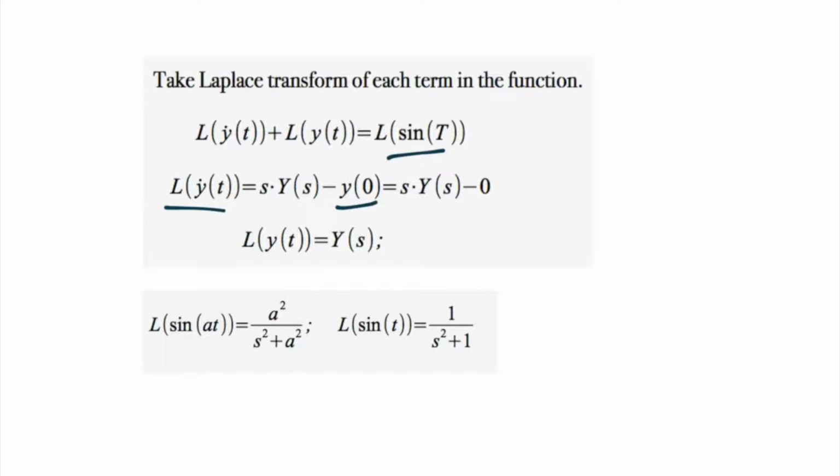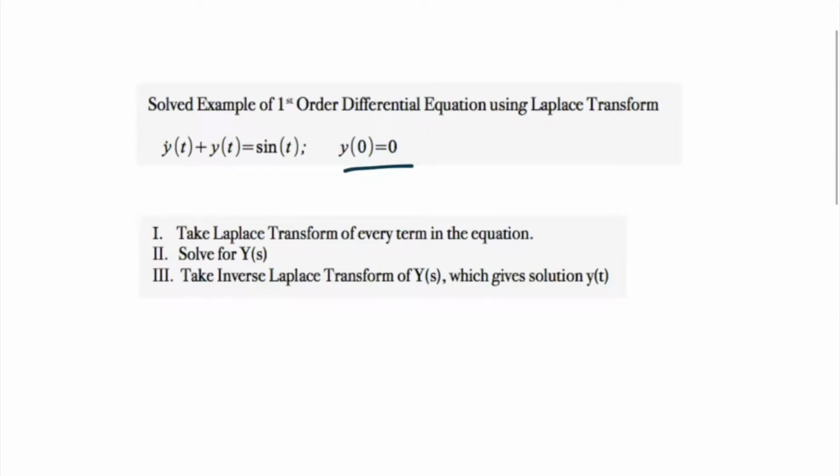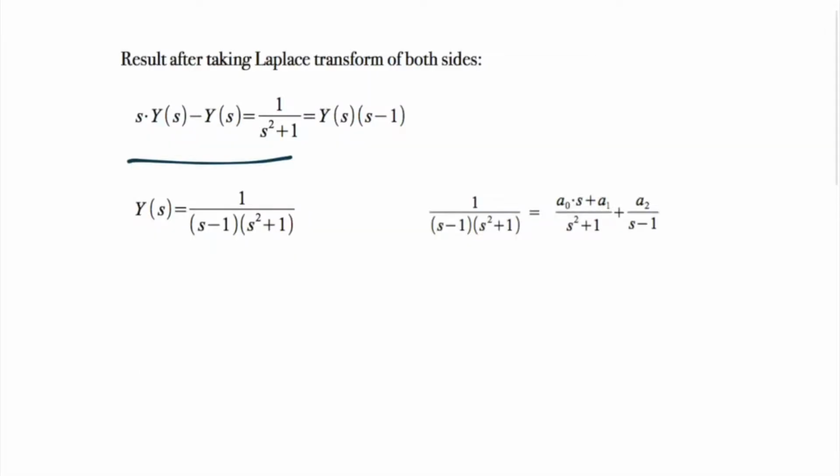Now the Laplace transform of y of t is just capital Y of s. And for sine, again, this comes right from a table of Laplace transforms. You get 1 over s squared plus 1. So when you put those all together, you get this equation here, and you want to solve for Y of s at that point. So what you get is Y of s equals 1 over (s minus 1) times (s squared plus 1).